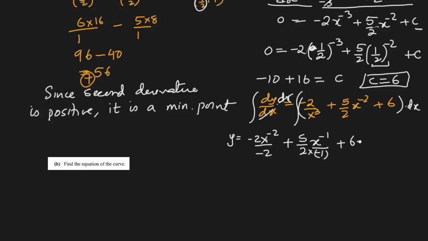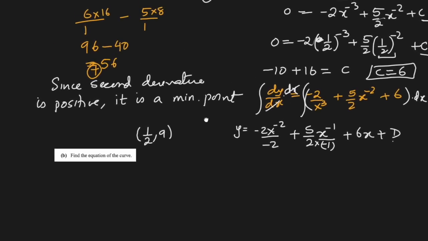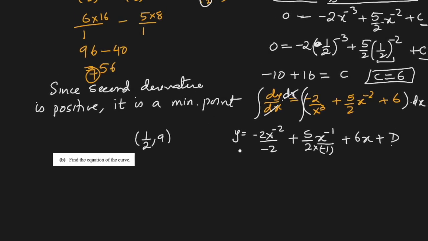Plus 6x plus d. I will not write the same alphabet C here. We have to find d. For that, we will substitute the point they have given to us, half and 9. Yeah, half and 9. So we'll just substitute that here.